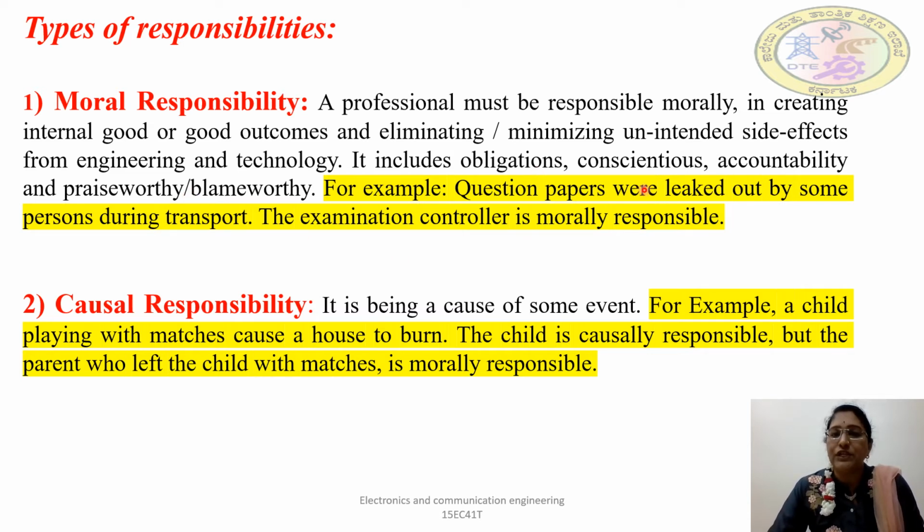It includes obligations, consciousness, accountability, and praiseworthy and or blameworthy. So the main things in this: obligations means responsibility, commitment. You will be committed to a certain work, you will be responsible for that work, and how you should do that work is taken here as morally you must work as a responsible person. So this is one thing. Next, consciousness. You should work consciously. Whatever work you are doing, you should be conscious of that work. You should focus on that work and work attentively. That is also moral responsibility.